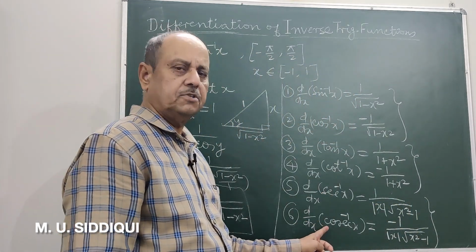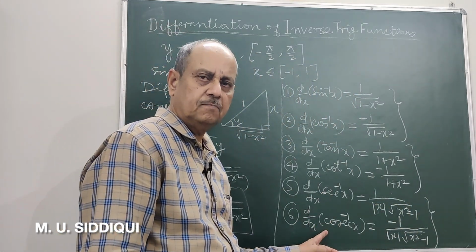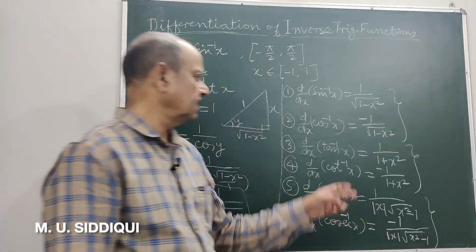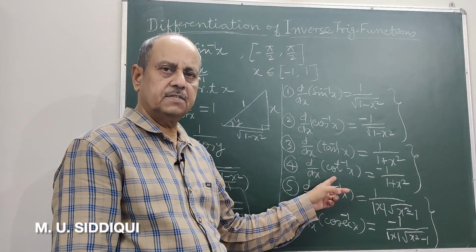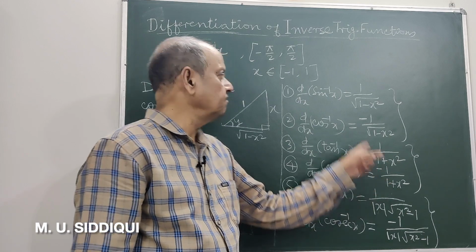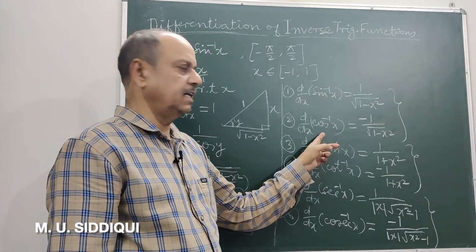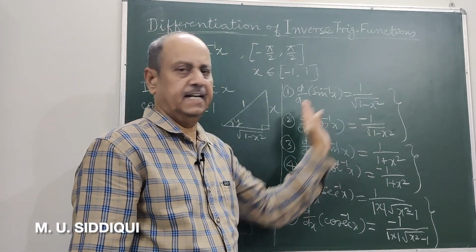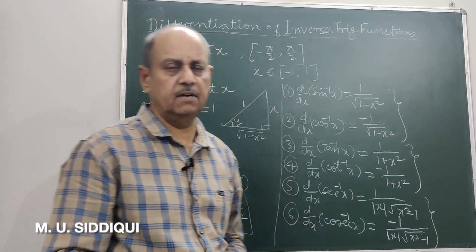Sec inverse and cosec inverse, you get a minus sign. Tan inverse x and cot inverse x, same thing with the negative sign. Sine inverse x and cosine inverse x, same expression with the negative sign. So these are standard results. Now we will take questions.